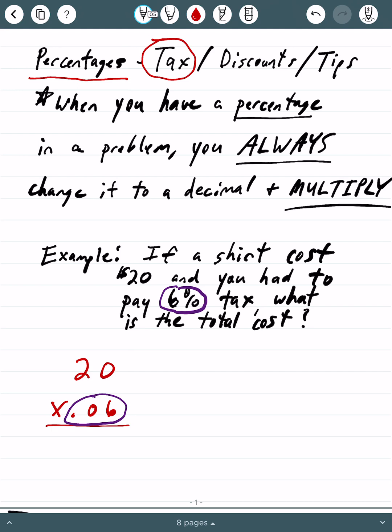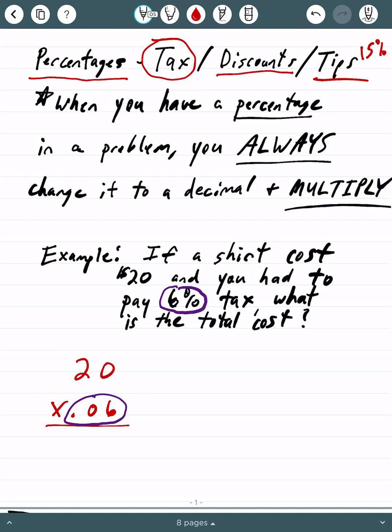A discount would be if something was on sale. Maybe you went to buy something and it said it was 50% off. Well, that means half. So if it said $30 and the sale is 50% off, then you would have to pay $15 for it. Okay, that's a discount. A tip is something that you typically leave when you go out to a restaurant and eat. Now, you can leave whatever you want, but it's pretty standard, usually around 15%. Okay?